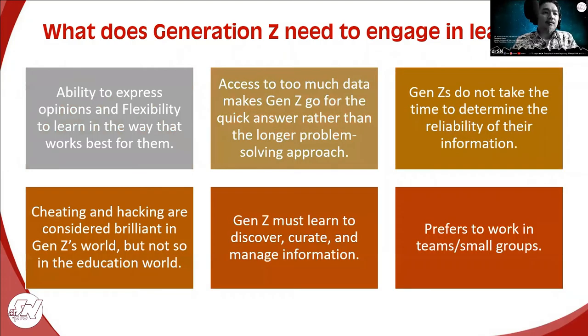So okay. And the next one, ability to express opinions, access to much data. Okay, because they will answer quicker than other generations. But like what I mentioned earlier, the time span is a little bit shorter. And then next, when they share something, they just share based on their community.